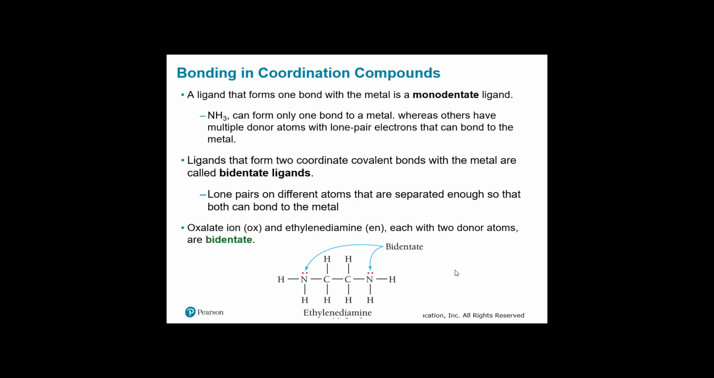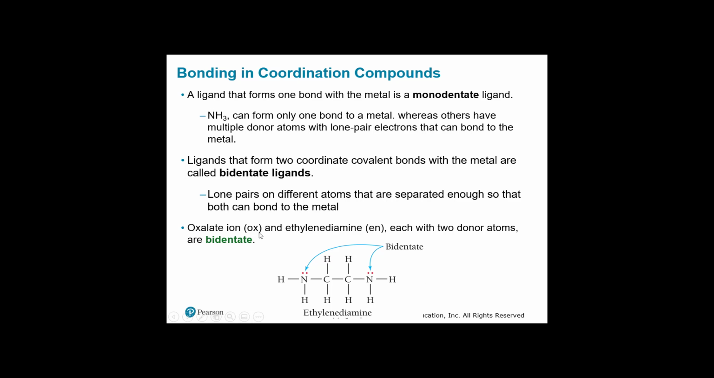If it has two, then it's called a bidentate ligand. In this case, we look at ethylenediamine. Even though this is ammonia-like here, we've got lone pairs right here. This whole compound is ethylenediamine. It's got two different places that have lone pairs on them, so this is a bidentate ligand: lone pairs on different atoms that are separated enough that they can both bond to the metal. So this huge thing will come in and bond to a metal in two different places.